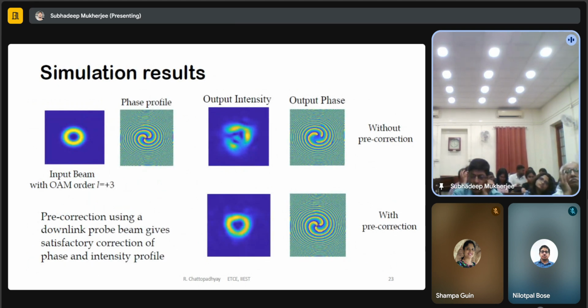So these are a few results. We have taken an OAM beam at the input with an L order of +3. Without pre-correction, the intensity and the phase become like this. But when we apply the pre-correction, the intensity and the phase come out like this.